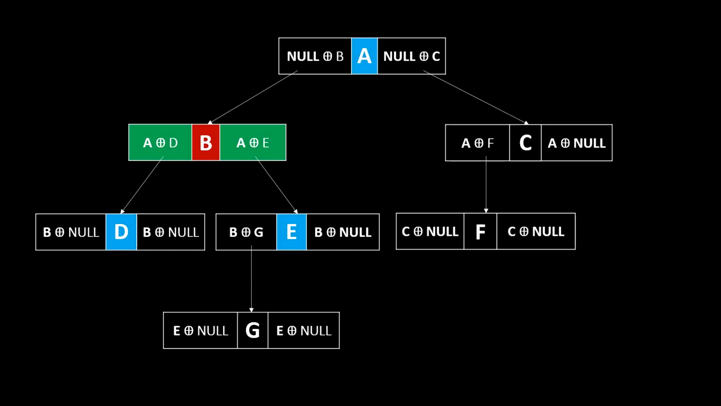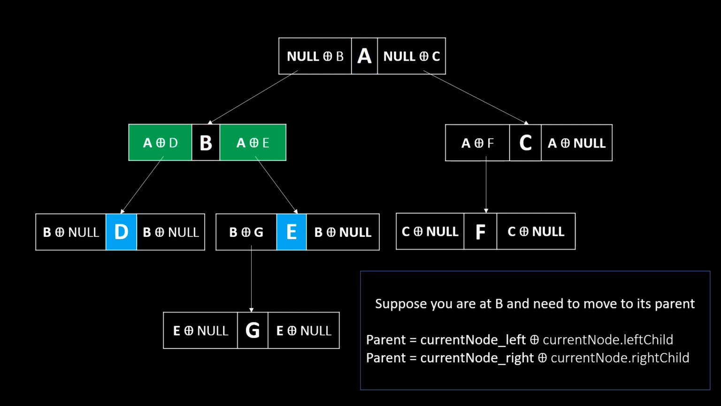If we see node B, its left is parent A XOR with the left child D, while its right is parent A XOR with its right child E. Same with all other nodes. Now, suppose you are at B and you need to move to its parent. So, the parent will be current node's left pointer XOR with the current node's left child value, or current node's right pointer XOR with the current node's right child value. If we evaluate this, we get A for both the equations as XOR removes the duplicates. That is, the element XOR with itself is 0. In this way, we can find a parent or a child using the XOR values for the tree node.